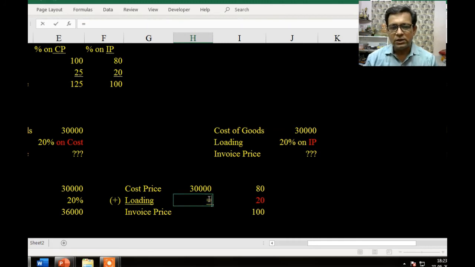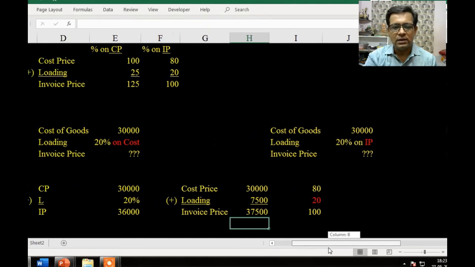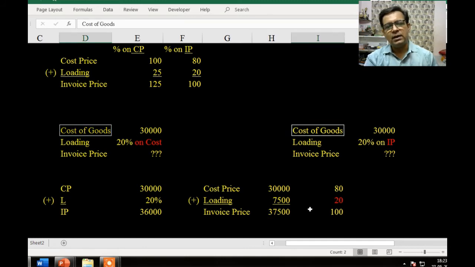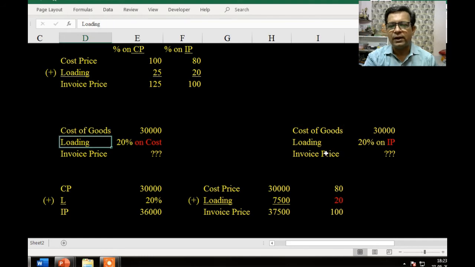If you want, let's do this calculation. This is to be multiplied by this and then divided by 80. So we get 7,500. Our invoice price will be 37,500. So guys, look at both these questions. In both questions, you will find that yes, cost of goods sold is 30. In both questions, you will find that loading is 20.